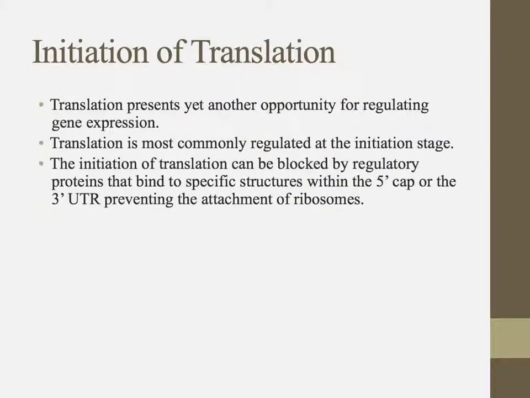Another form of post-transcriptional regulation is inhibiting the initiation of translation. Translation presents yet another opportunity for regulating gene expression. It's mostly regulated at the initiation stage. So it's blocked by regulatory proteins that bind to specific structures within the 5' cap or the UTR, preventing the attachment of ribosomes, so translation cannot occur, thus inhibiting it and regulating the gene expression.